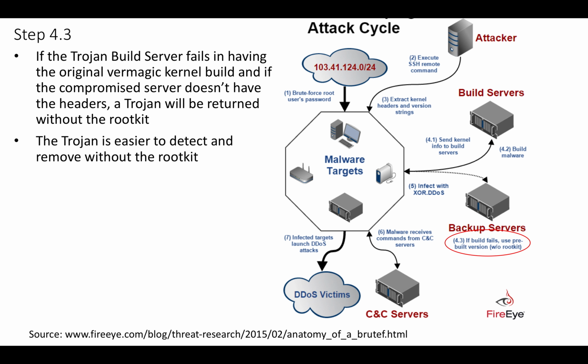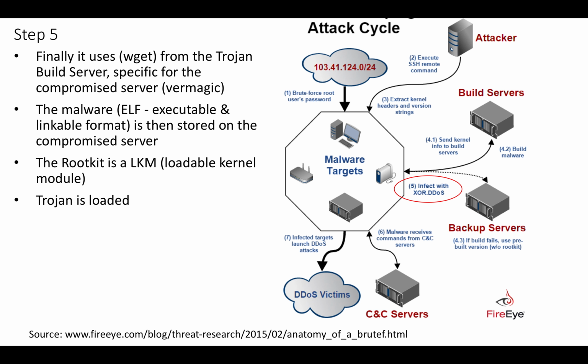So it's this trade-off. The best option from the attacker's point of view is that the Trojan comes back with a rootkit so that it can hide itself. But if it can't do that, it'll still just return a Trojan. It's just easier to identify and easier to remove without it. So that's why they go through all this extra trouble, just so that it stays on the server longer and is undetected longer.